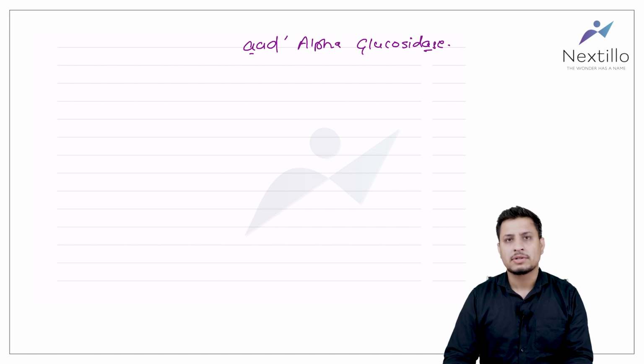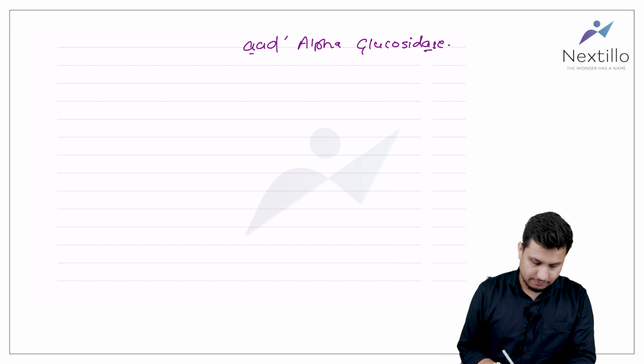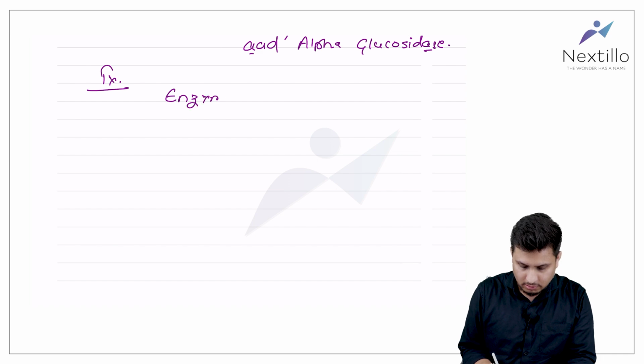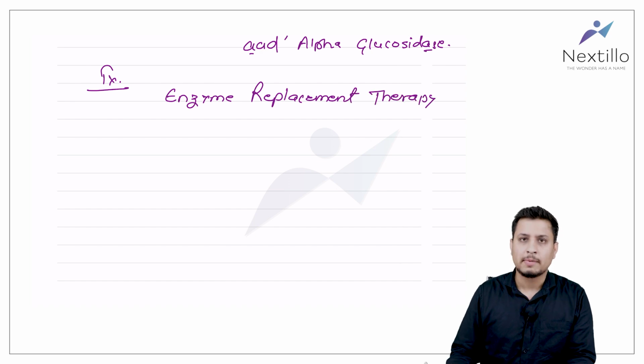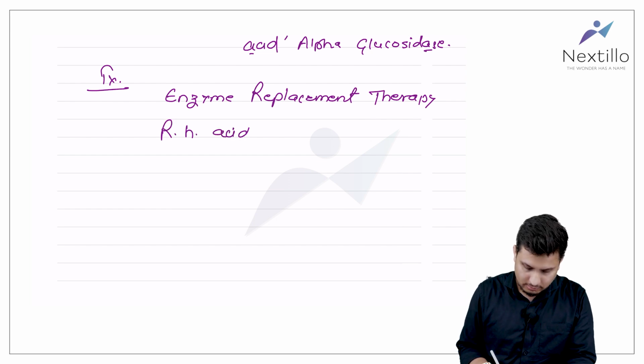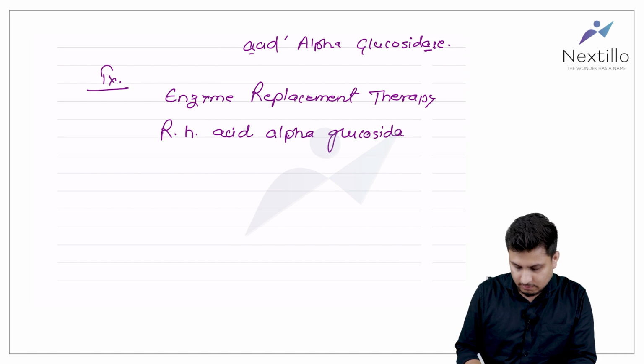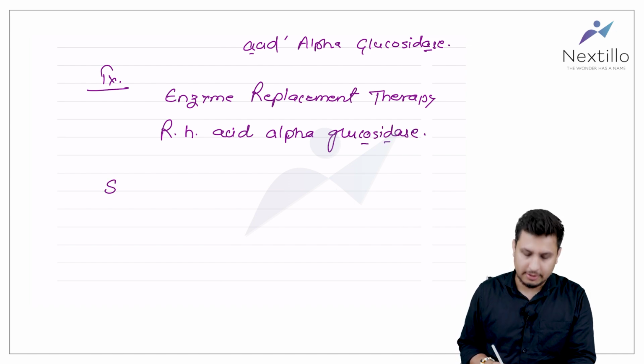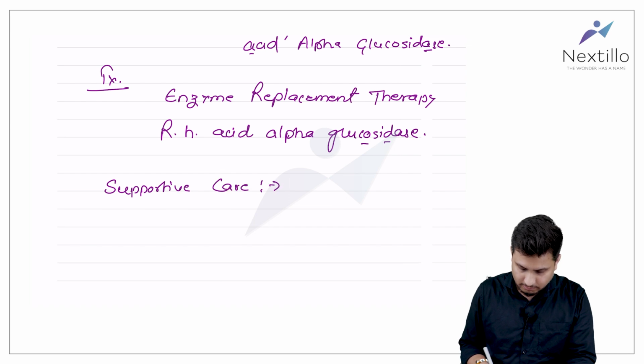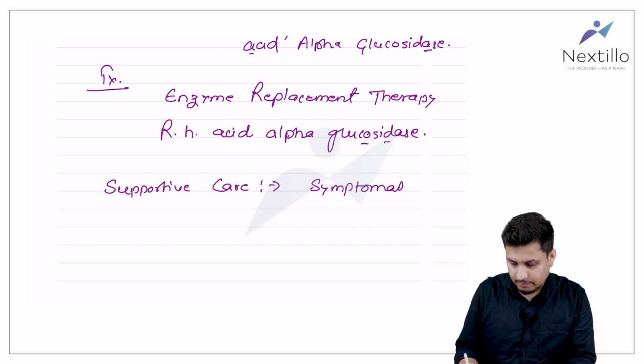And how do we manage this condition? This condition is managed by enzyme replacement therapy with recombinant human acid alpha glucosidase, which helps in reducing this glycogen accumulation. And also supportive care, symptomatic management.